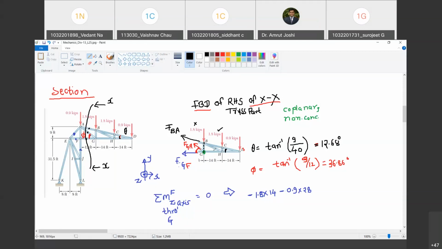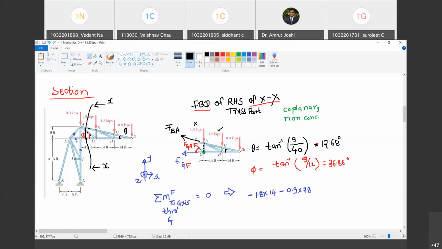Now, this FBA is going to have two components. Do you agree with me? Yes, sir. Which components? At B, there are two components: FBA cos theta and FBA sin theta. Where does FBA sin theta act? It acts at B, sir. Agree with me?